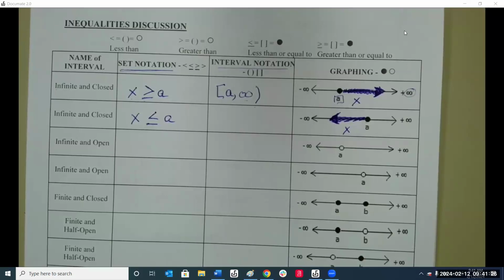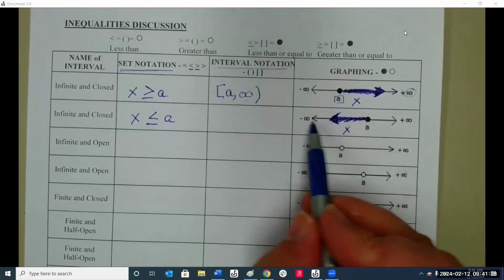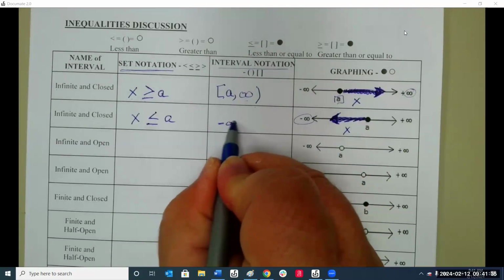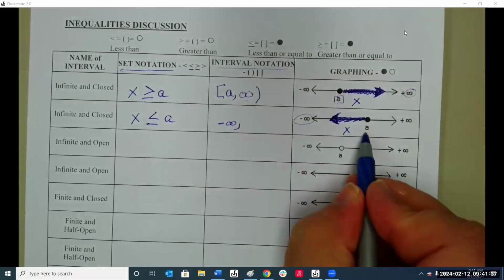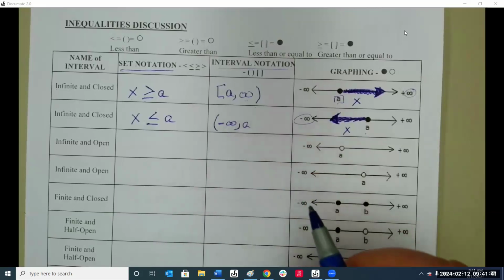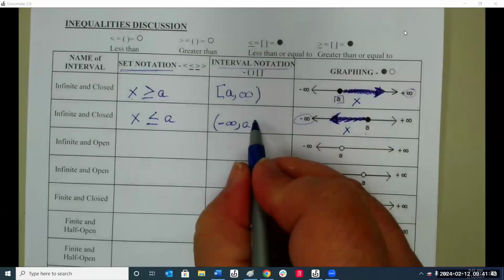Let's look at interval notation. What's on this graph? What's the smallest number we get to? Negative infinity, comma, all the way up to A. Remember, infinity is always a parenthesis, and A is solid, so it's a bracket.